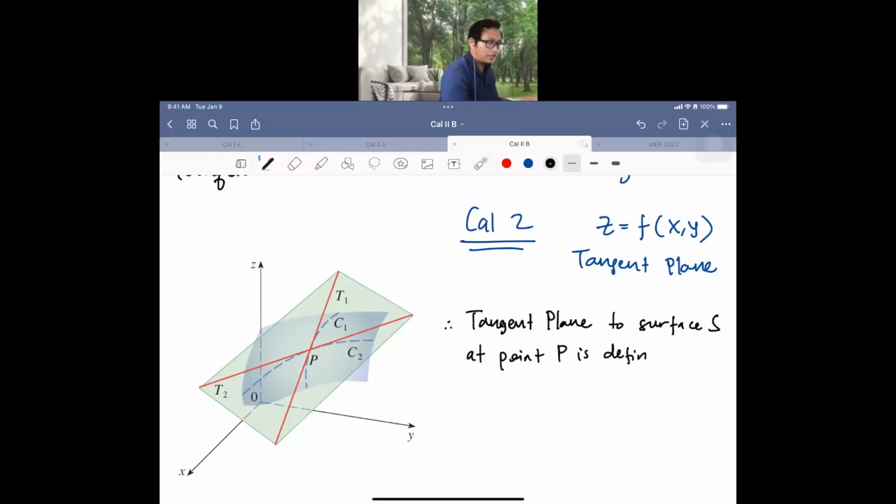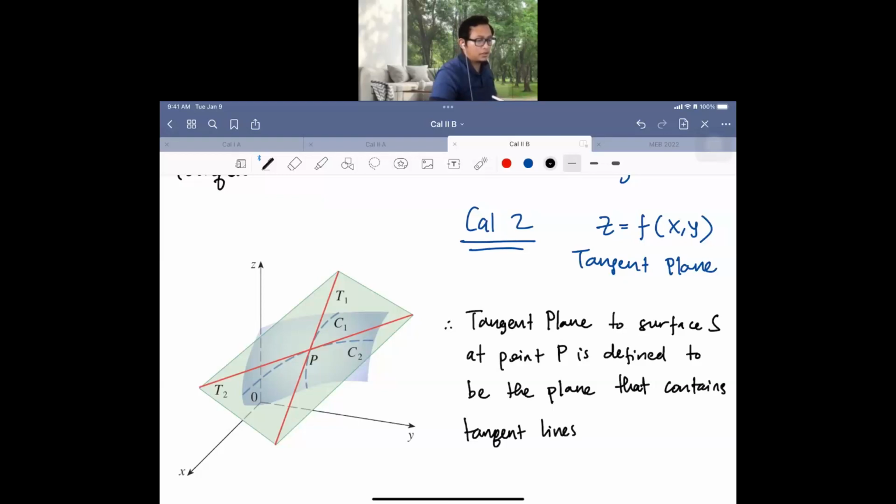So we can at least write: the tangent plane to surface S at point P is defined to be the plane that contains tangent lines T1 and T2.